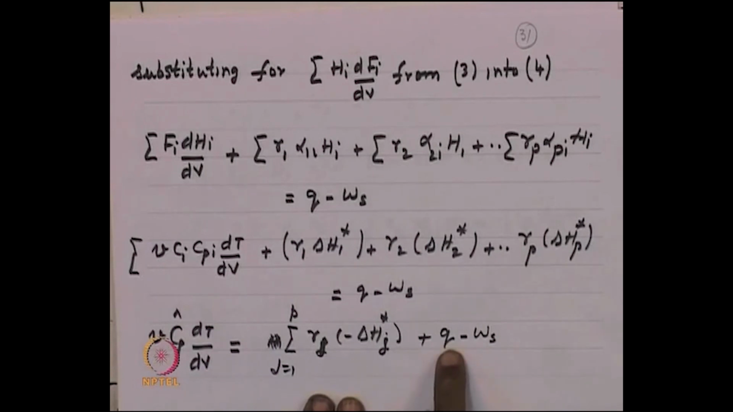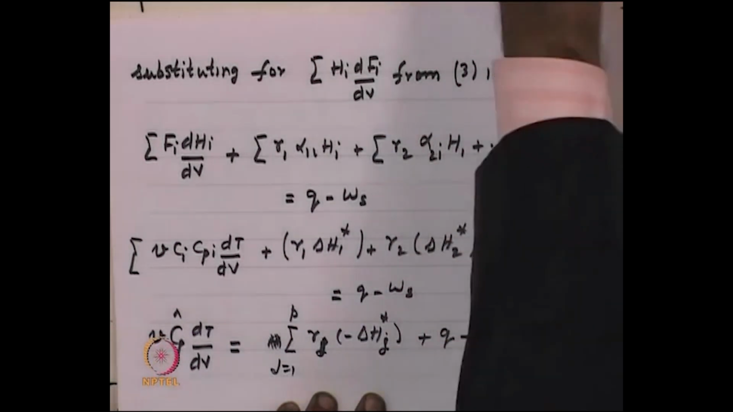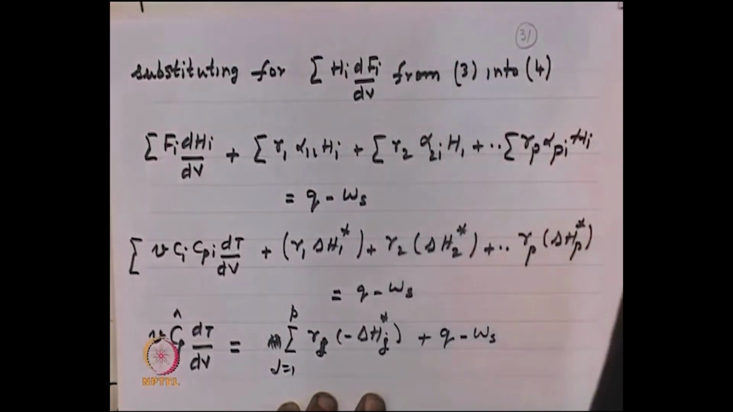The only difference between a stirred vessel and a plug flow vessel is that here Q is heat input per unit volume. It is per unit volume. That is the difference. It is not heat input per unit time. In the previous case, it was heat input per unit time. So, that is the difference that we should take care of.